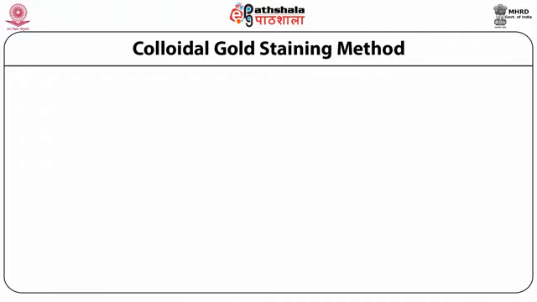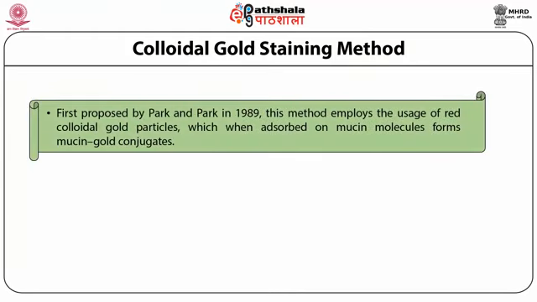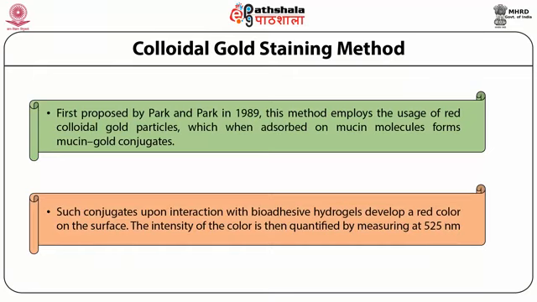The next method is referred to as the colloidal gold staining method. It was first proposed by Park and Park in the year 1989. This method primarily employs red colloidal gold particles, which when adsorbed onto the mucin molecule form mucin-gold conjugates. Such conjugates, upon interaction with bioadhesive hydrogels, develop a red color on the surface. The intensity of the color is then quantified by measuring at 525 nanometers.